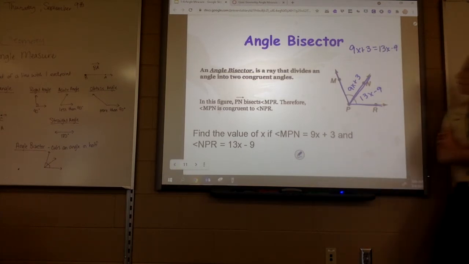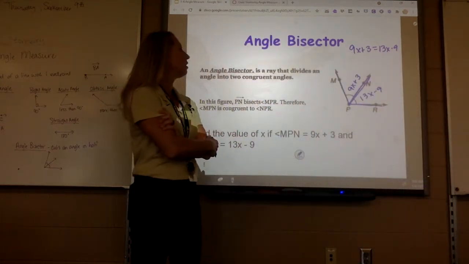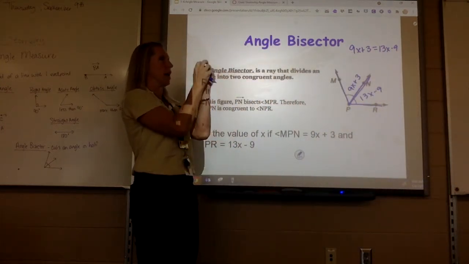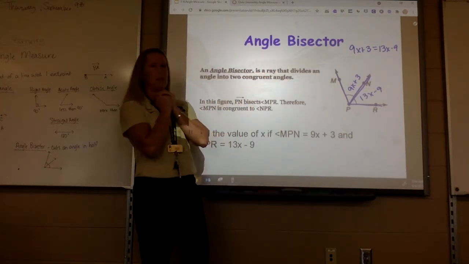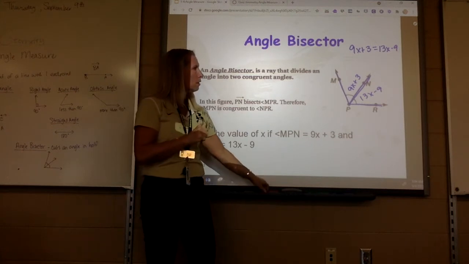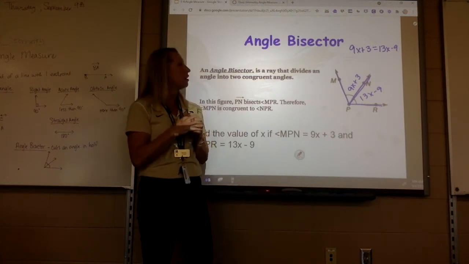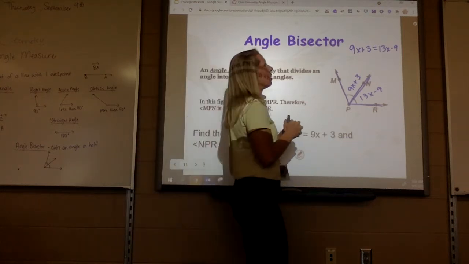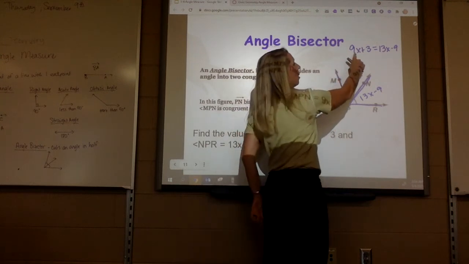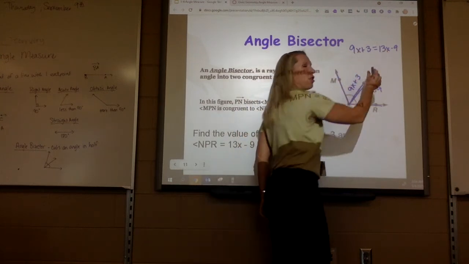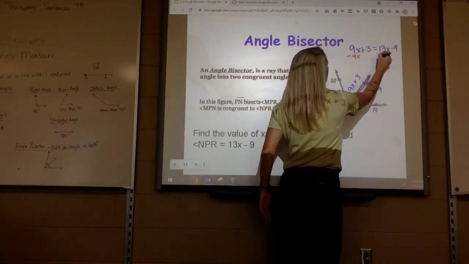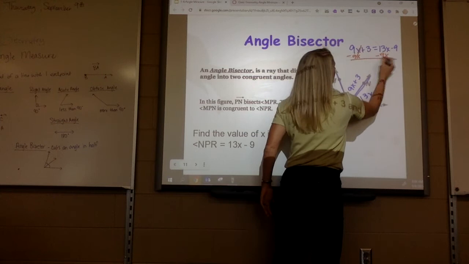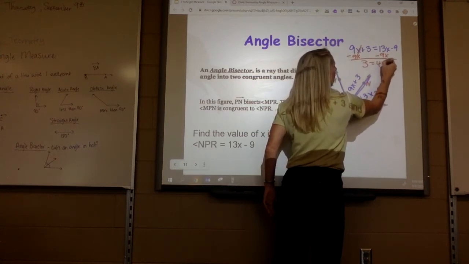How do I solve that? What would you do? Same as what we did yesterday. So we want to get x's on one side and numbers on the other. What would you do? You would subtract 9x to go to the other side. So I would want to minus the 9x from the 13x so I wouldn't have a negative. So minus 9x, minus 9x. 4x. So 3 equals 4x minus 9.